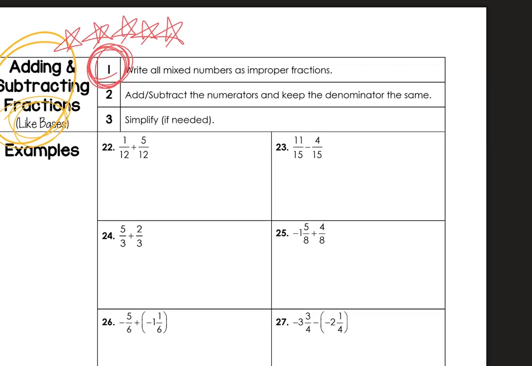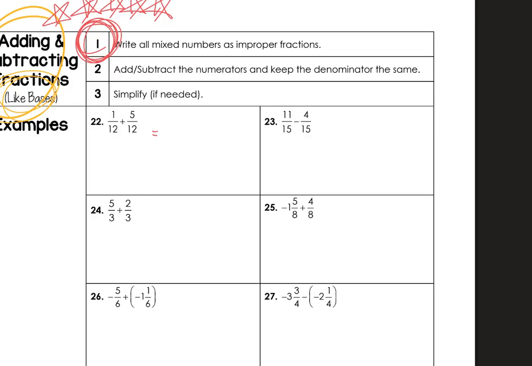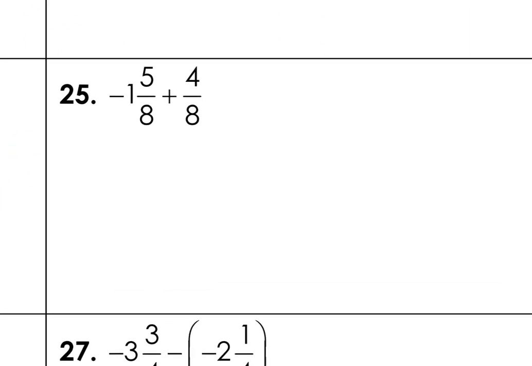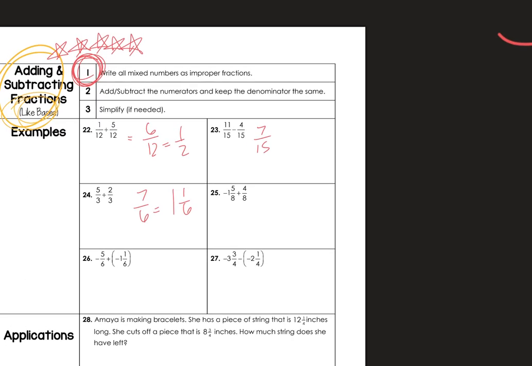So the reason I say that is, if you look at number 22, it's 6/12, which is 1/2. That's easy. You look at 23, that's 7/15. It's done. You look at 24, that's 7/6, or 1 1/6. Okay, no big deal. I want to look at the next one. So, negative 1 5/8 plus 4/8. This is where my, not recommendation, my pleading with you to write all mixed numbers as improper fractions comes into play. Because look at this thing.